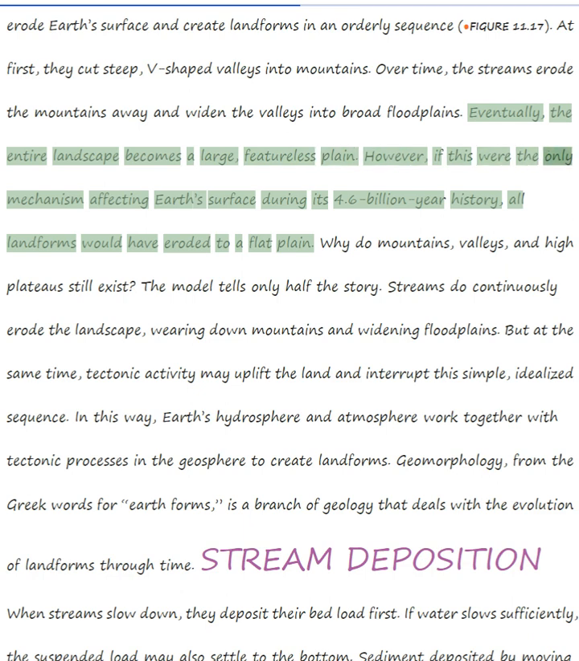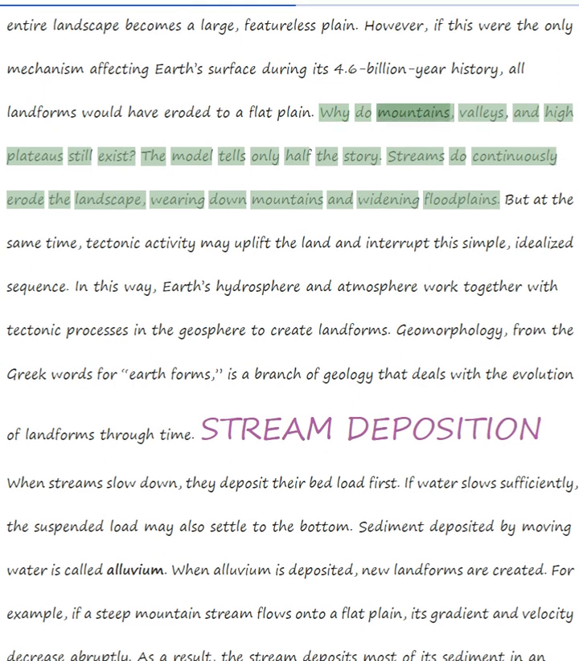However, if this were the only mechanism affecting Earth's surface during its 4.6 billion-year history, all landforms would have eroded to a flat plain. Why do mountains, valleys, and high plateaus still exist? The model tells only half the story.